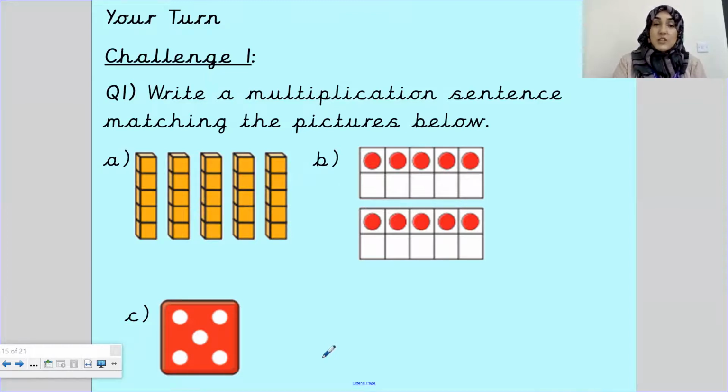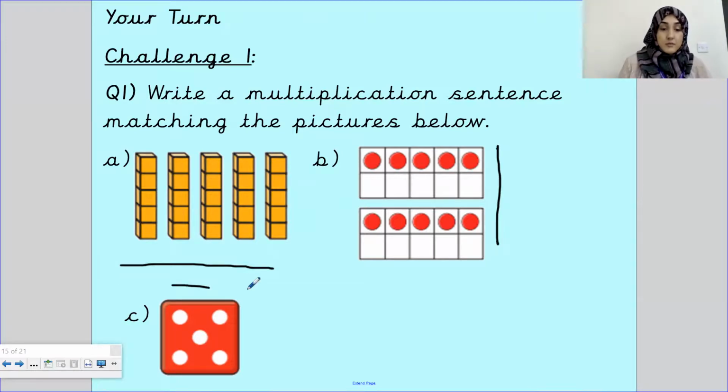So if you usually complete challenge 1, then do some good listening, because for question number 1, I would like you to write a multiplication sentence matching the pictures below. So we have A, we have B, and we have, oopsie daisies, we have C.